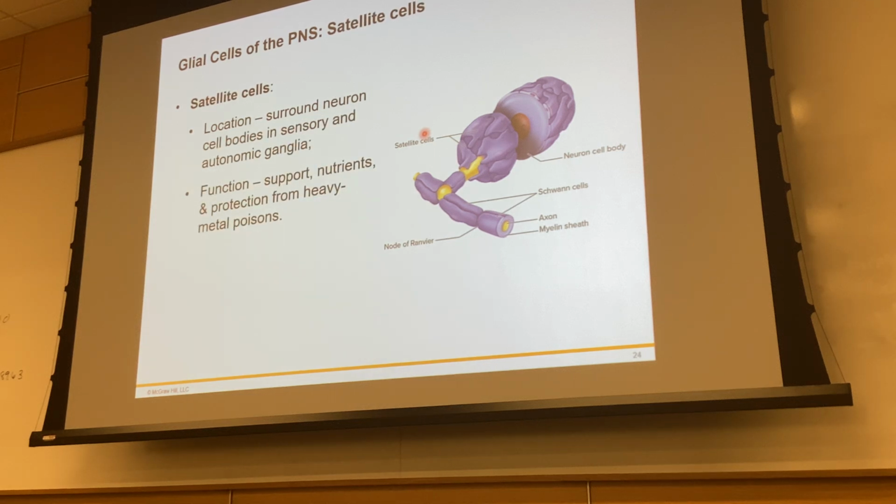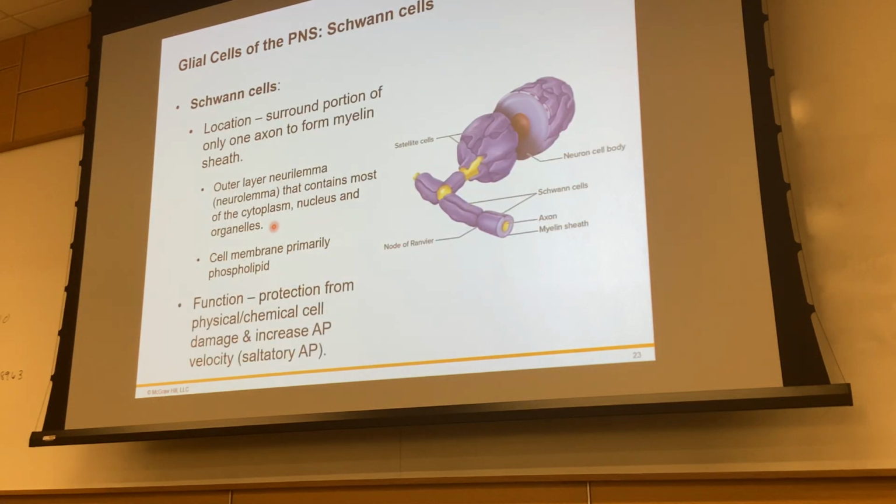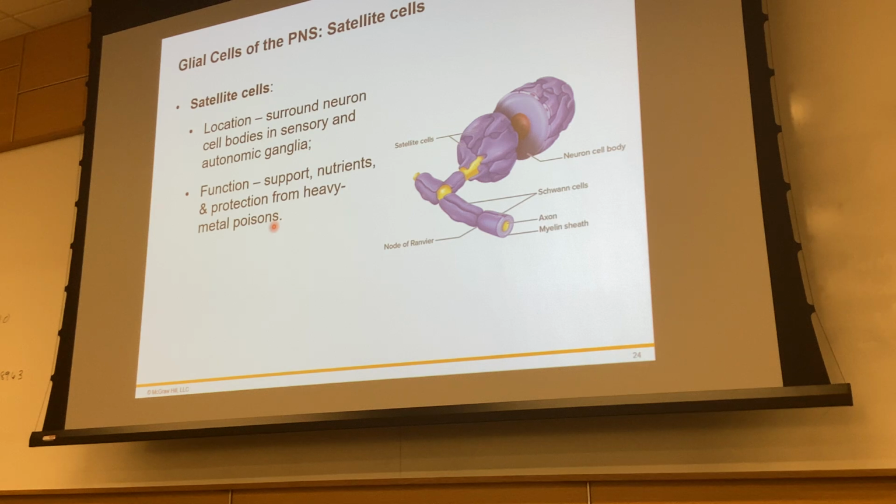So a satellite cell is the neuroglial cell that surrounds the cell body or the soma. It's largely found in sensory ganglia and autonomic ganglia, not because of anything in particular. That's where the cell bodies are found. What does it do? If you go back and look at astrocytes and you look at the functions here, the functions of astrocytes and the functions of satellite cells are almost identical.